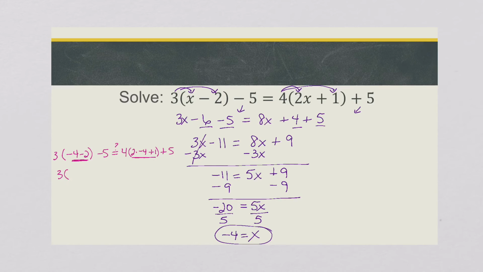So I've got 3 times negative 4 minus 2 is negative 6. 4 times 2 times negative 4 is negative 8. Negative 8 plus 1 is negative 7. 3 times negative 6 is negative 18. 4 times negative 7 is negative 28. Negative 18 minus 5 is negative 23. Negative 28 plus 5 is negative 23. That is correct.